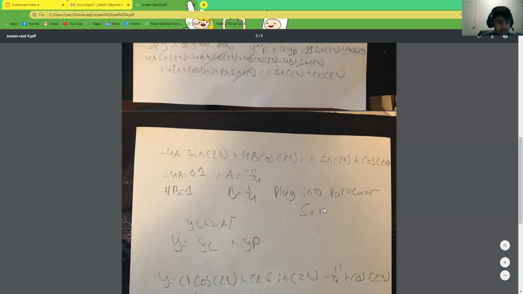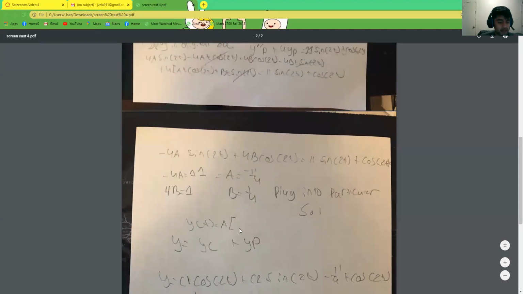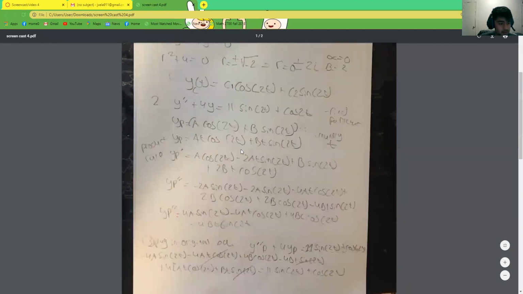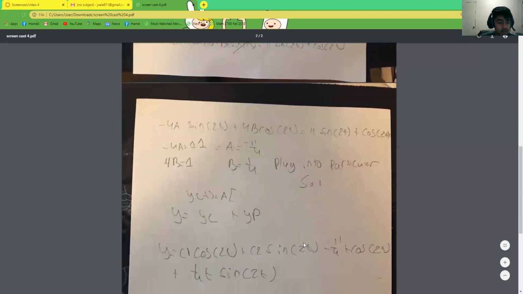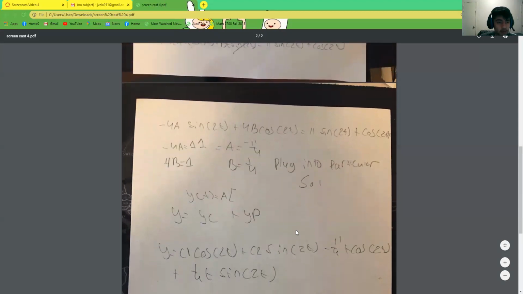And we're going to plug that into the particular solution. In order to solve for this, our equation is y equals y_c plus y_p. So right here, we get y equals c1 cosine 2t plus c2 sine of 2t. That's what we solved for originally, the homogeneous. And then here, we're just going to plug a and b into the y_p over here. So that's how we get the right side: negative 11 over 4 t cosine 2t plus 1/4 t sine of 2t.